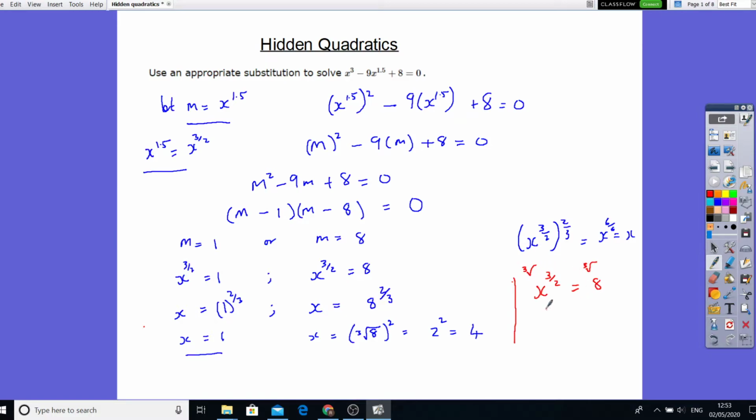So you could cube root both sides, which gives me x to the power a half, because I got rid of the 3, the cubing, and cube root of 8 is 2. And now this half means it's being square rooted, and the opposite of square root is squared. So I'm going to square this side and square this side. That's going to give me 2 squared is 4. Okay, as we stated earlier.